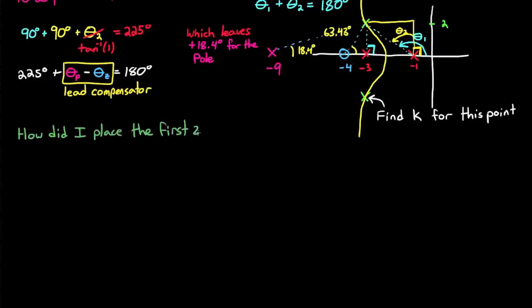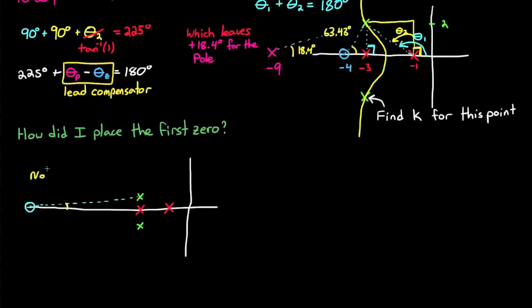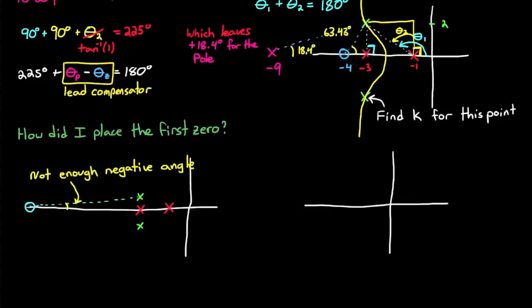How in the world did I place that first zero where I did? Well, unfortunately, there isn't a hard, fast rule for placing the first zero. It is possible to place the zero too far to the left, and that's because you need to generate at least enough negative angle to bring the sum back down to 180 degrees. Also, you can move the zero too far to the right.